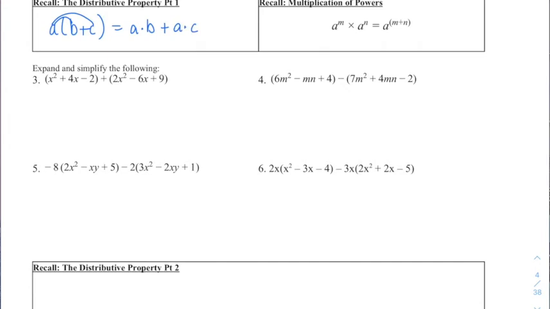Okay, and recall the multiplication of powers: if we have something like 2 to the 4 times 2 to the 8, that's just 2 to the 12. So we add the exponents. I'm going to give you a list of exponent rules in a minute. We're going to start off easy.